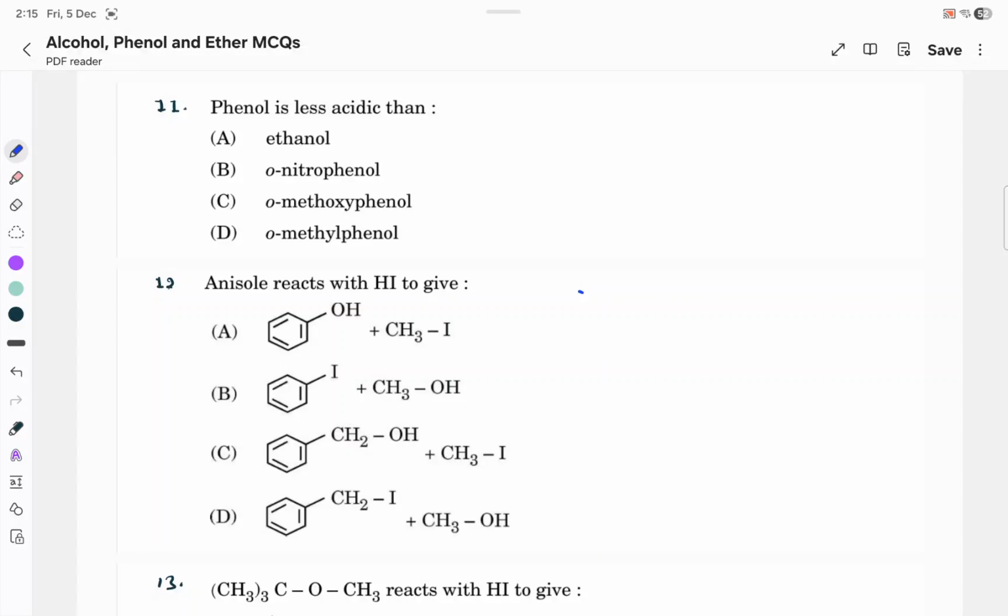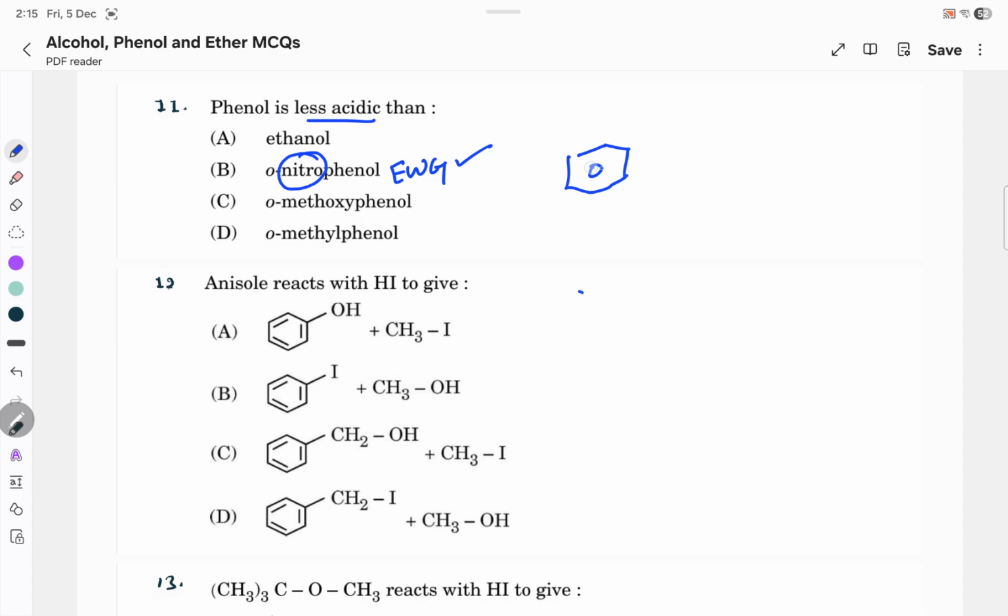Hi students, today we are going to crack a few more MCQ questions from alcohol, phenol, ether. First question: phenol is less acidic than... So they are asking less acidic, so it has to be an electron withdrawing group. So this nitro group is an electron withdrawing group.